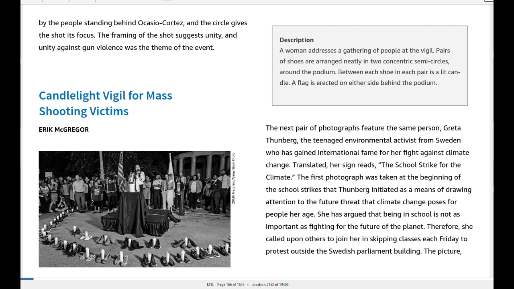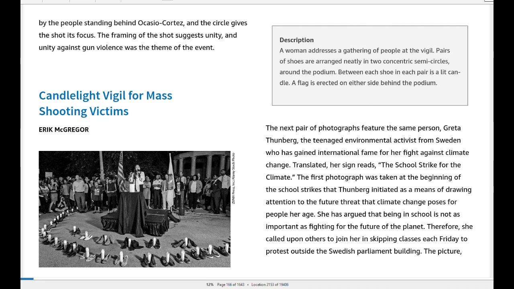The Candlelight Vigil Mass for Shooting Victims, Eric McGregor. In the photo, a woman addresses a gathering of people at the vigil. Pairs of shoes are arranged neatly in two concentric semicircles around the podium. Between each shoe in each pair is a lit candle. A flag is erected on either side behind the podium.